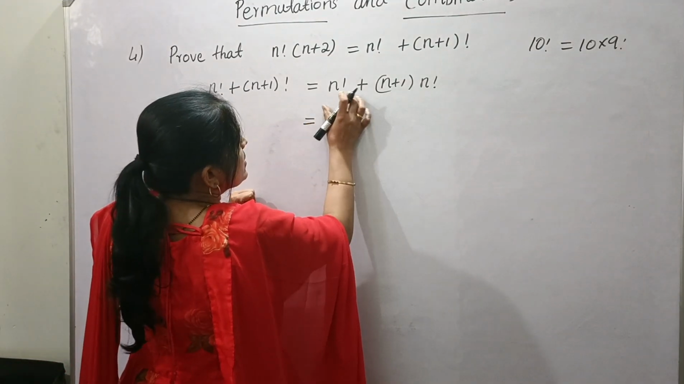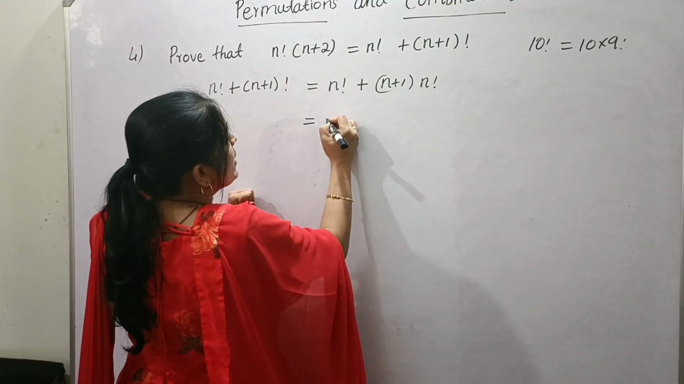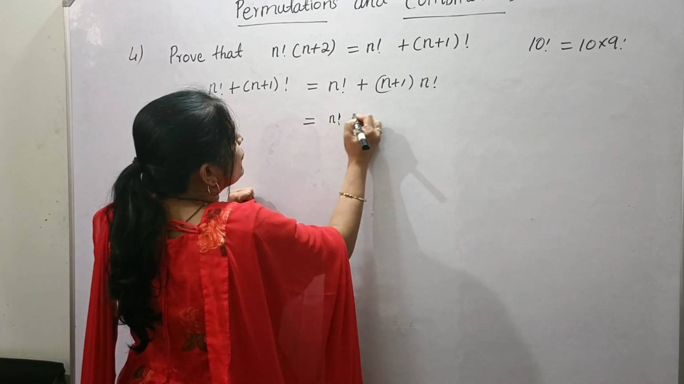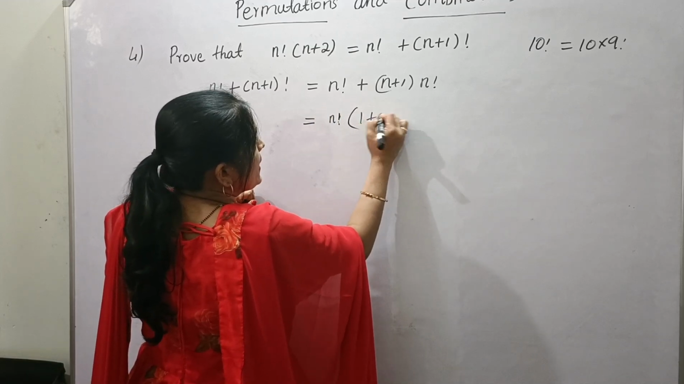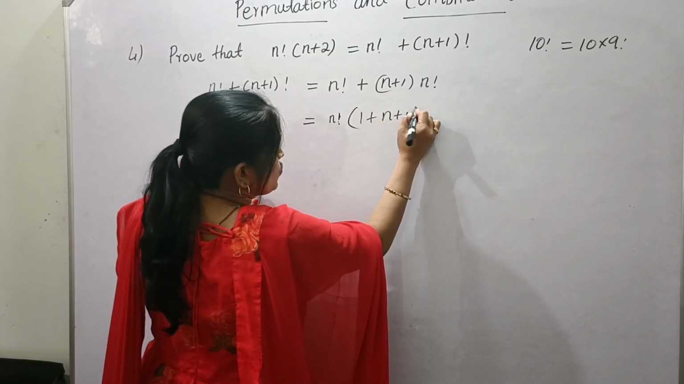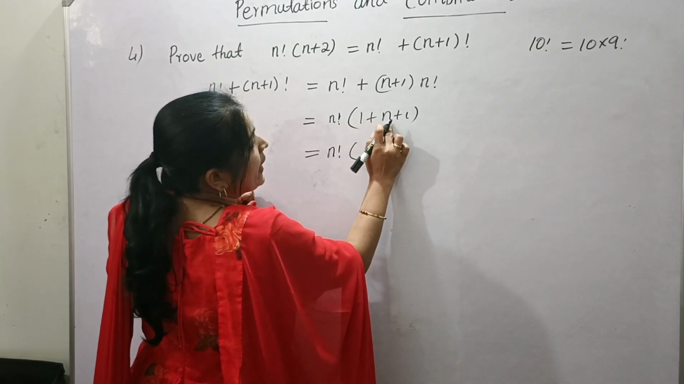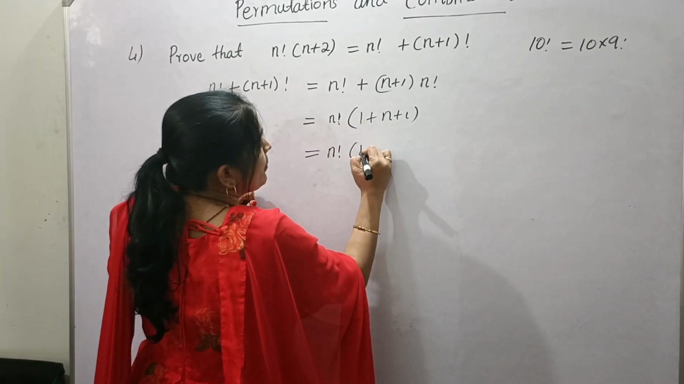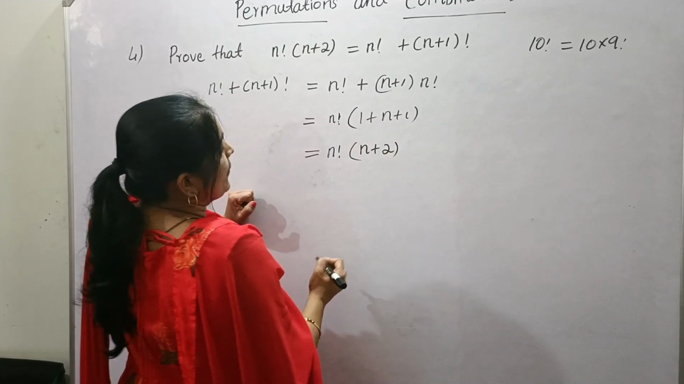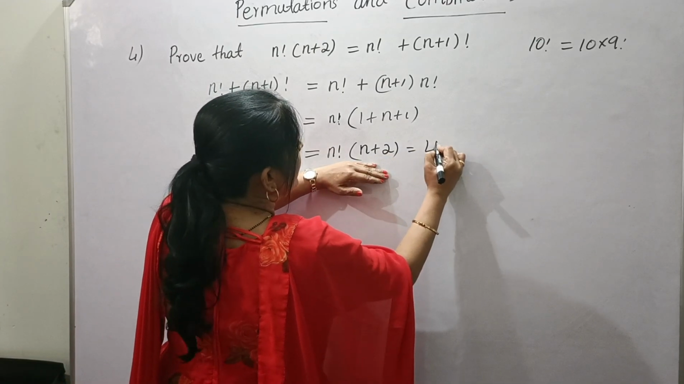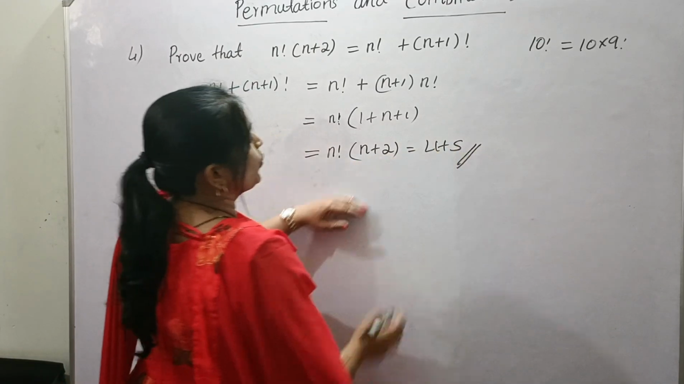So that is equal to, both terms have n factorial common. So let us take it out. N factorial into 1 plus, here remaining n plus 1. That is equal to n factorial into n plus 1 plus 1, n plus 2. Okay, it is nothing but the LHS. Hence it is proved.